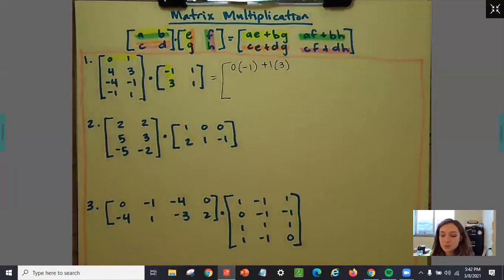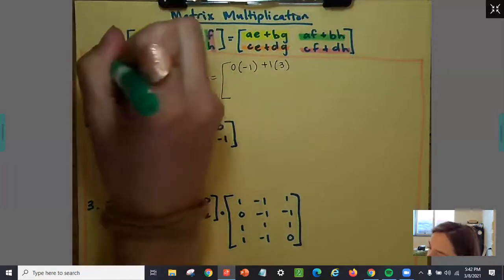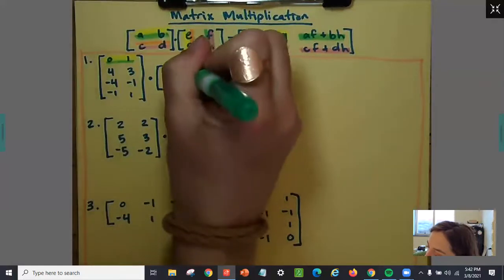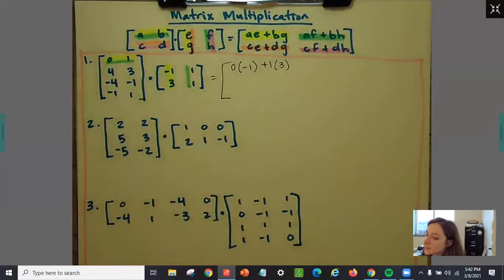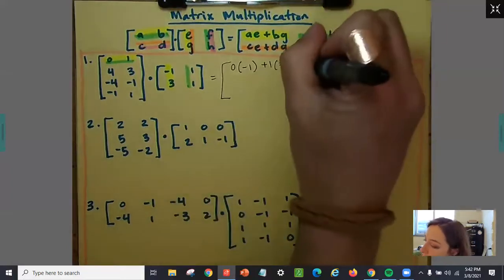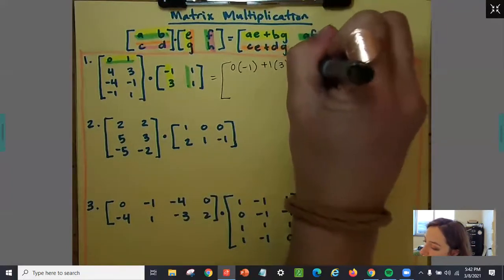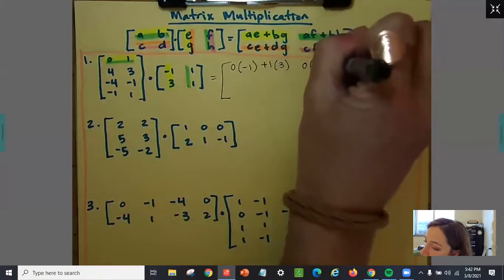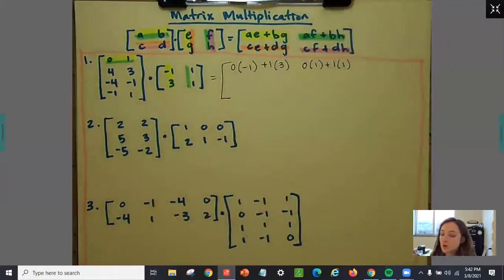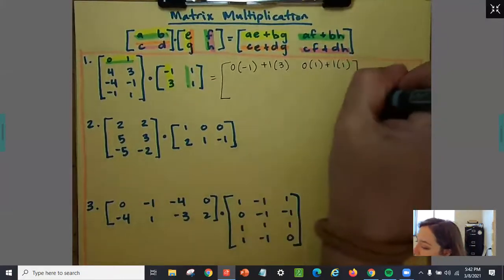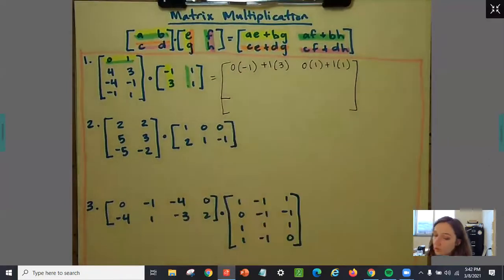Then moving across, we're going to have 0 times 1 plus 1 times 1. Okay, then we're going to be moving down. And I did not make this quite long enough.